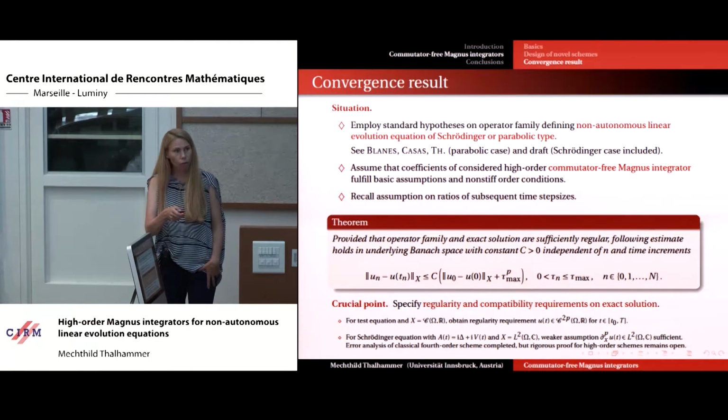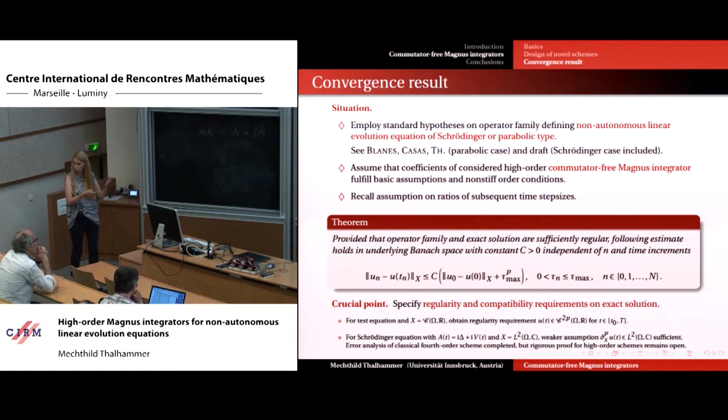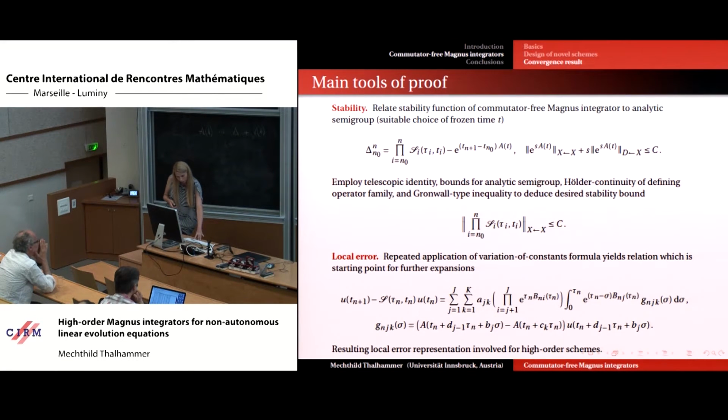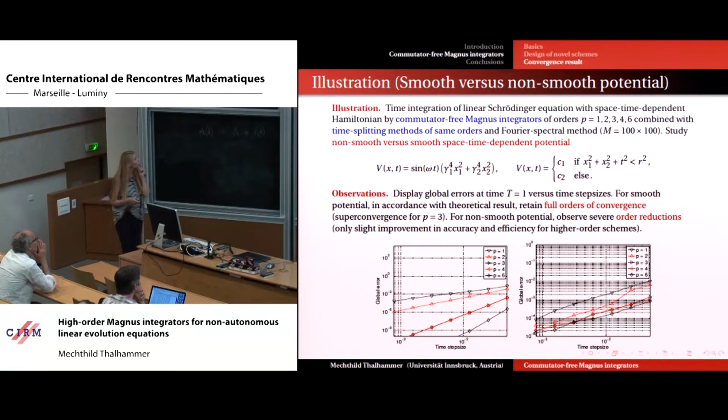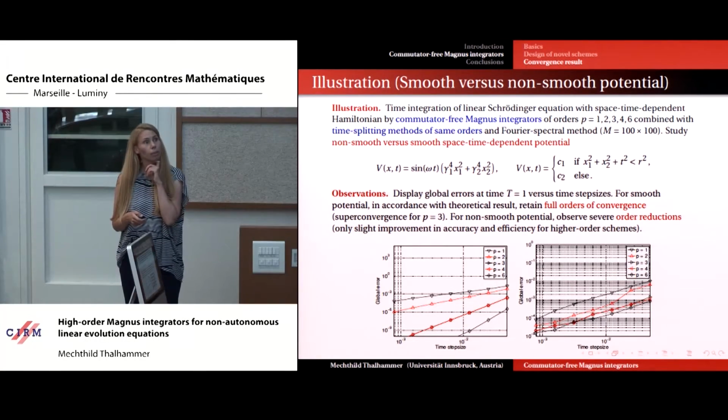Typically, I'm giving just two cases. This would be the general case. For instance, you could work with continuous functions, and then your assumption on the solution is that you need two p derivatives of the solution in order to get the full order of convergence. And for the Schrödinger case, which I just wrote down, when you have L2, for instance, then you have much weaker regularity requirements for the initial value for the solution. Okay, I think I will skip this and turn to the final illustration.